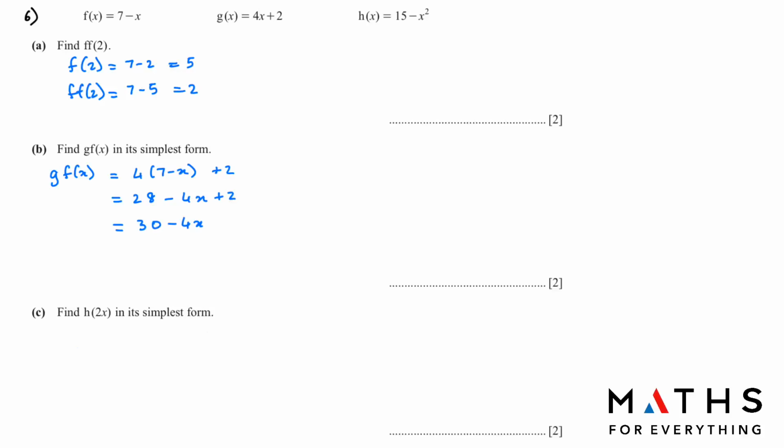C, find h of 2x in its simplest form. Okay, so we write h of 2x is equal to 15 minus, in place of x, what are we going to substitute? (2x) squared. Now we'll expand the bracket, we'll get 4x squared, and that's the answer.